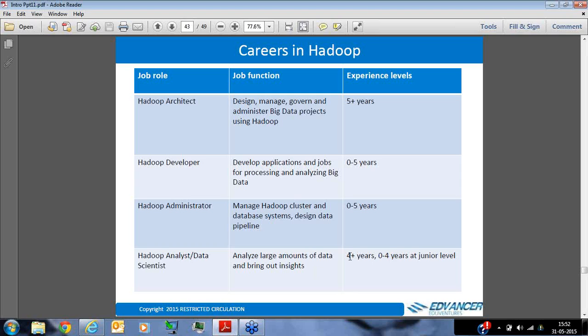And experience levels, usually to be called a data scientist, you might want to have 4 or 5 years of experience. At the junior level, from a fresher to 4 or 5 years of experience, you can be more of an analyst.